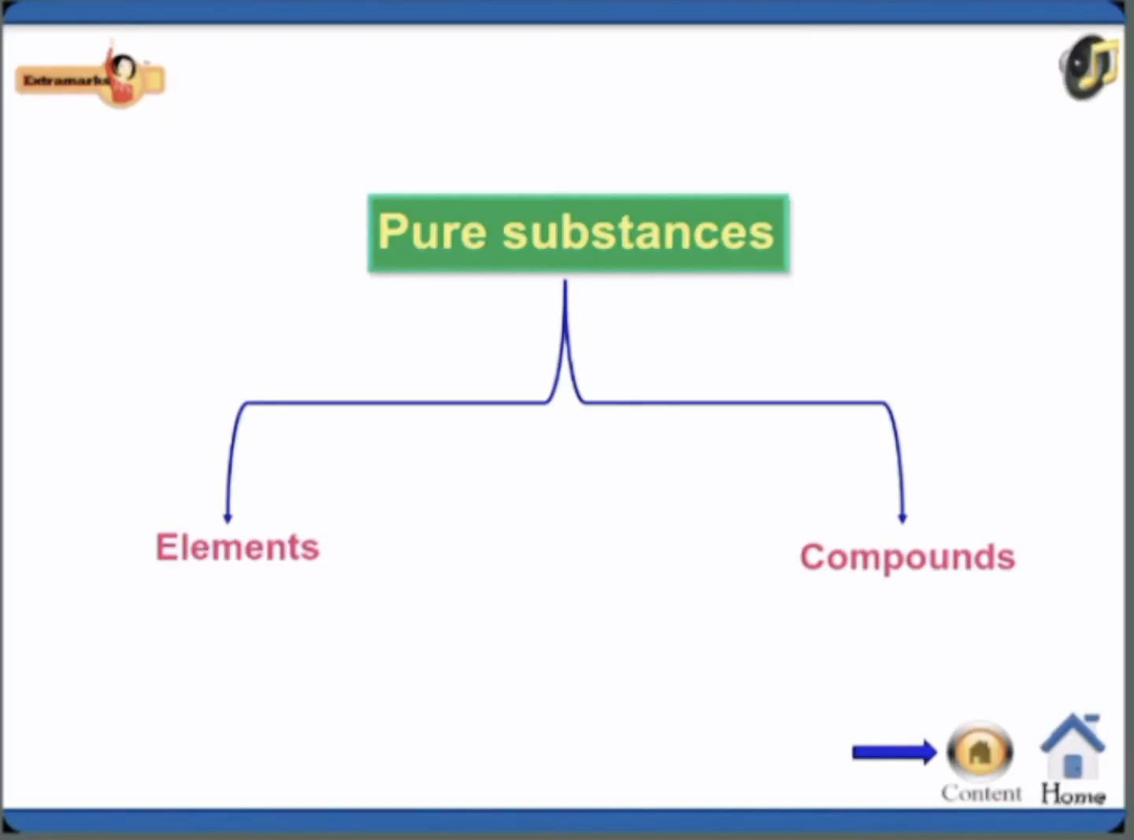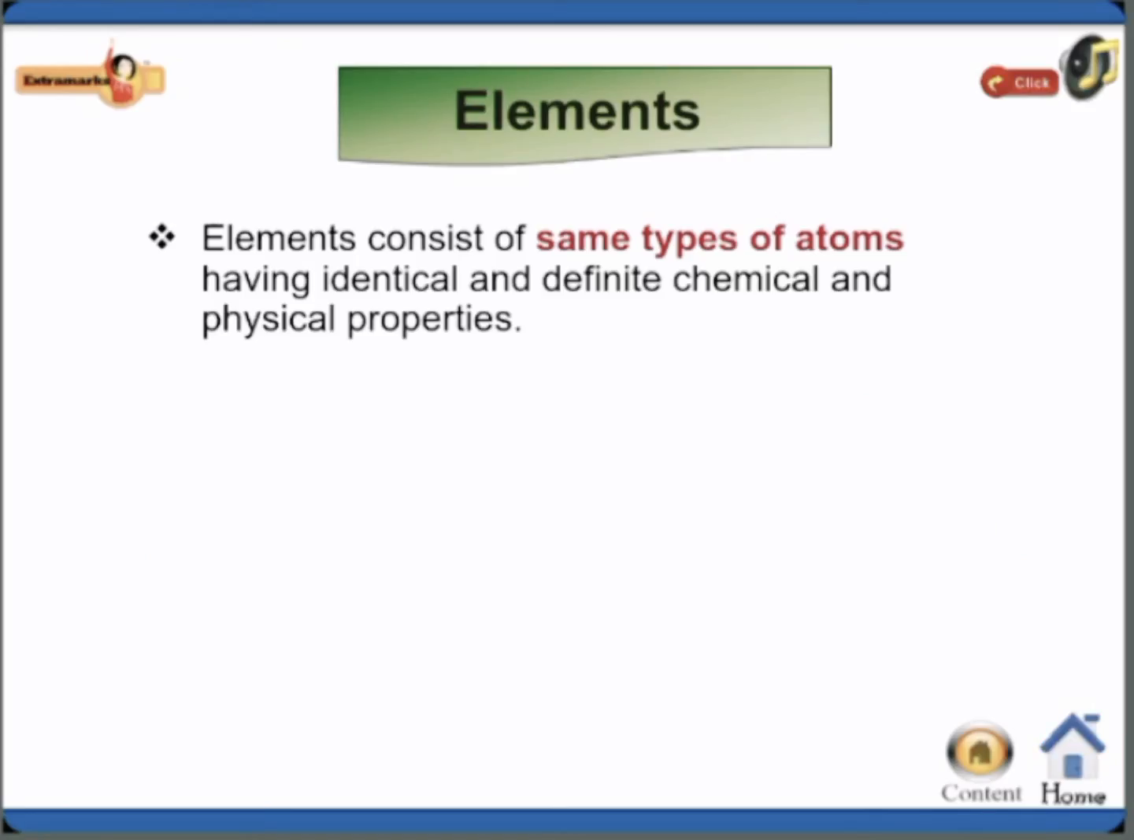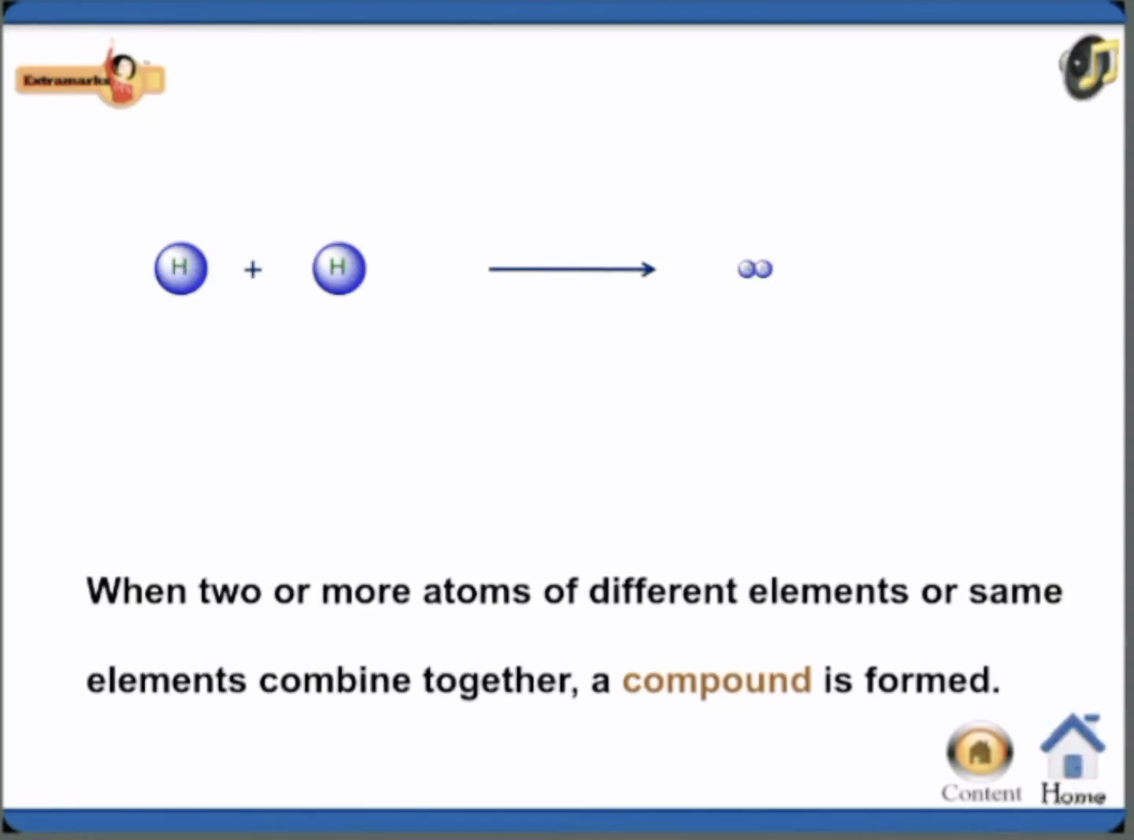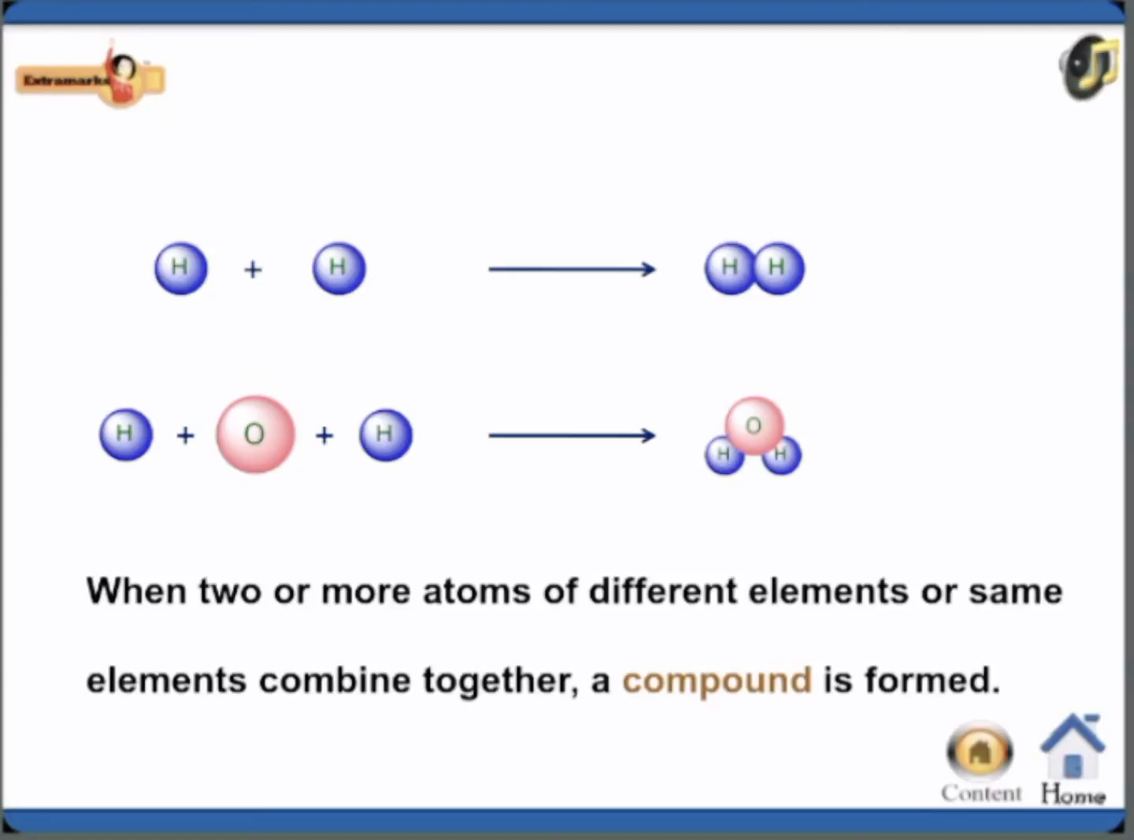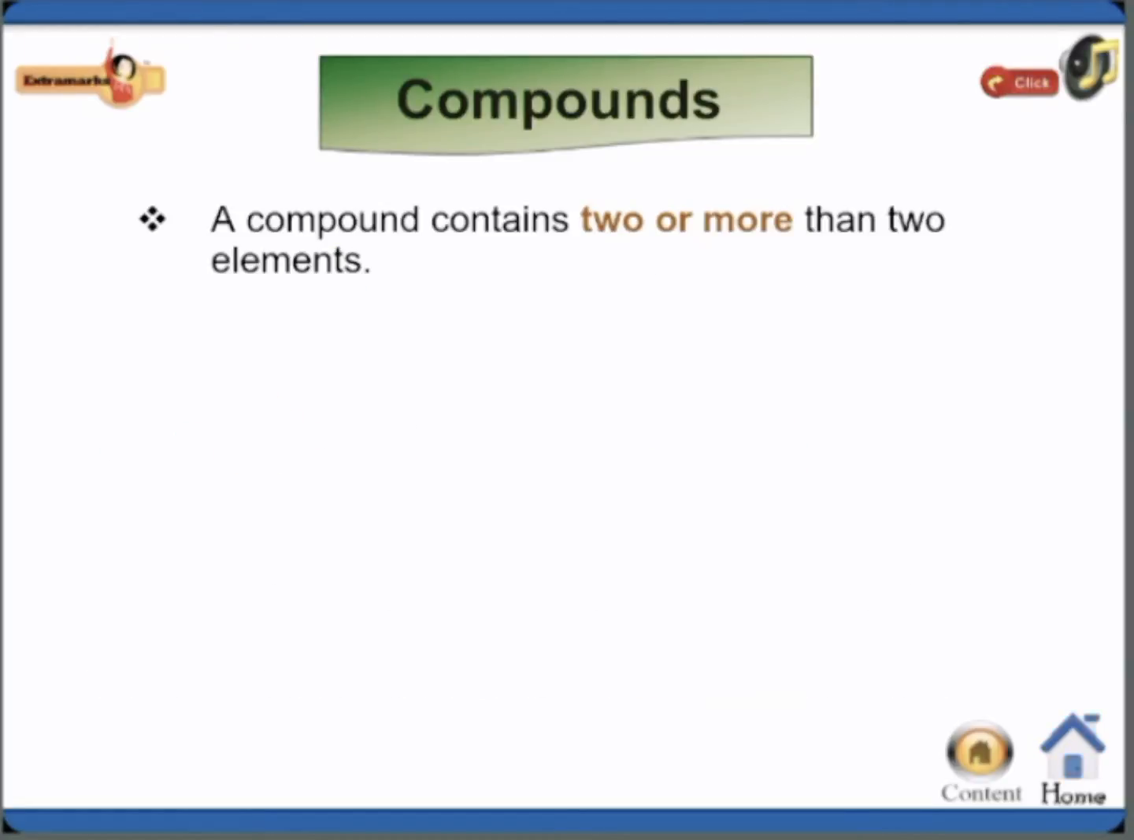Substances are further classified as elements and compounds. Elements consist of the same types of atoms having identical and definite chemical and physical properties. When different elements or same elements combine together, a compound is formed. A compound contains two or more than two elements.